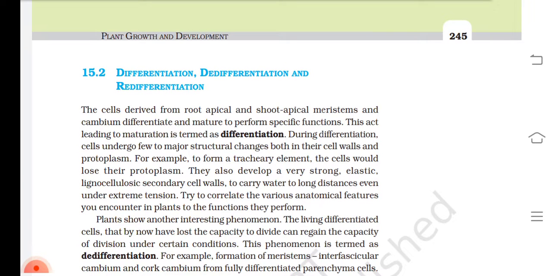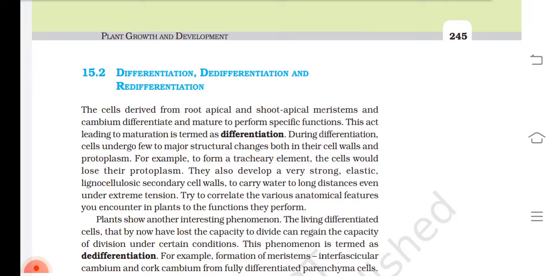15.2 Differentiation, dedifferentiation and redifferentiation. The cells derived from root apical and shoot apical meristems and cambium differentiate and mature to perform specific functions. This act leading to maturation is termed as differentiation. During differentiation, cells undergo few to major structural changes both in their cell walls and protoplasm.